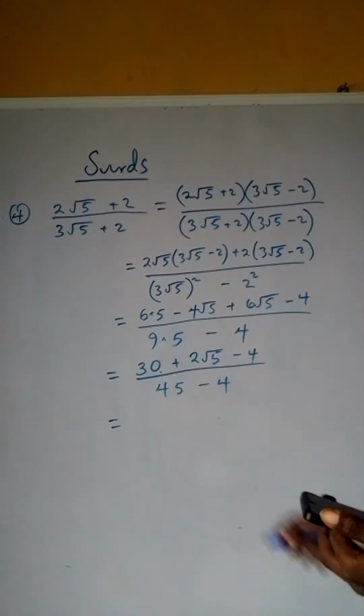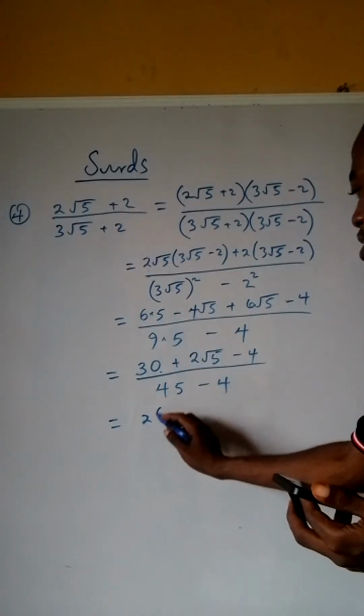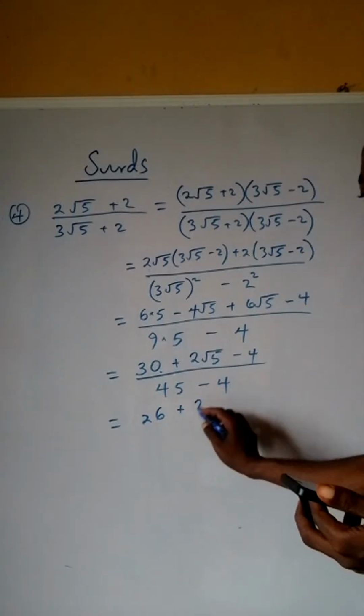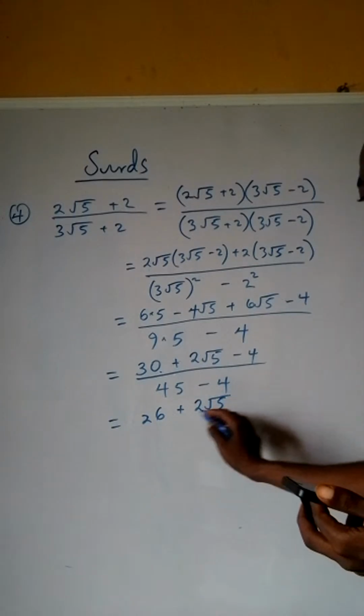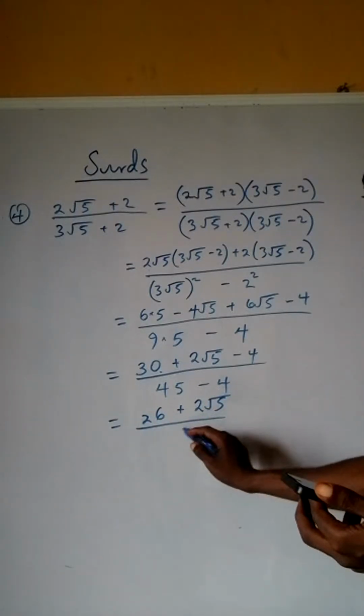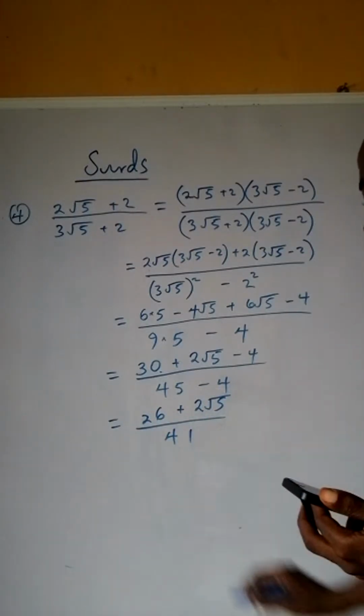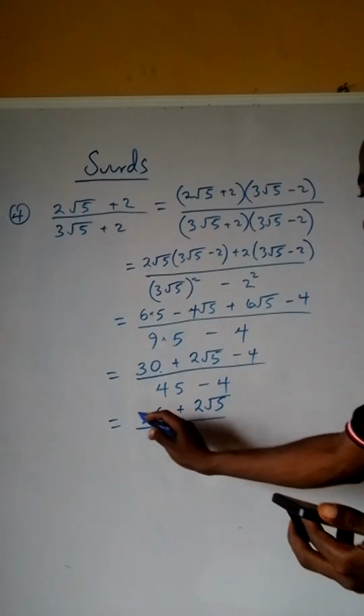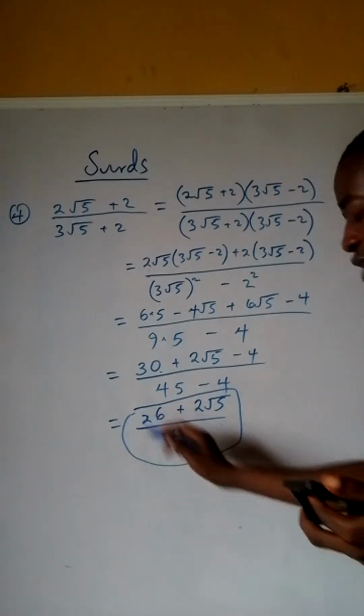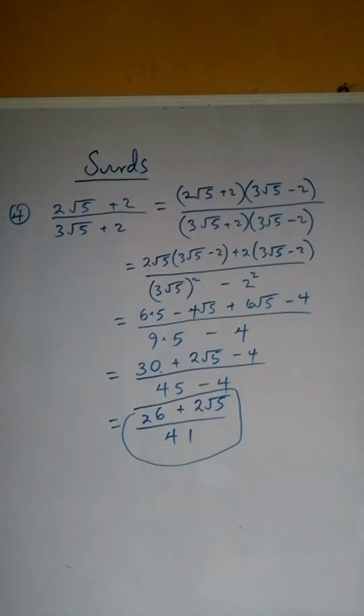That gives us 26 plus 2 root 5 all over 45 minus 4, we have 41. So we have this as a rationalized form of that given problem. So we have been able to rationalize this given surd.